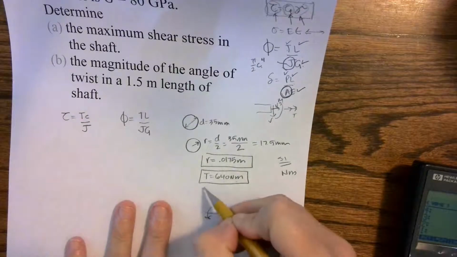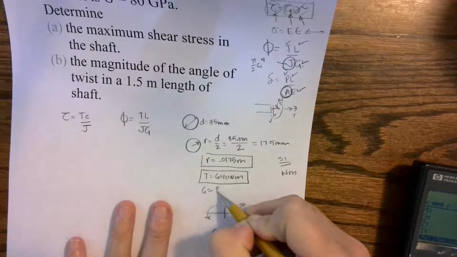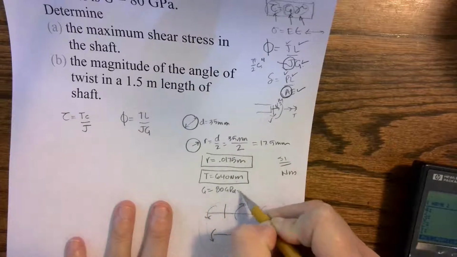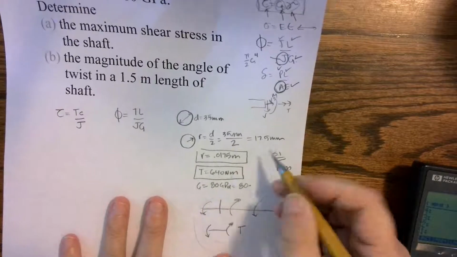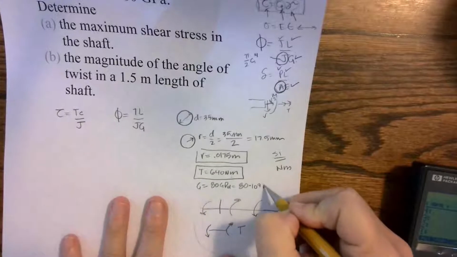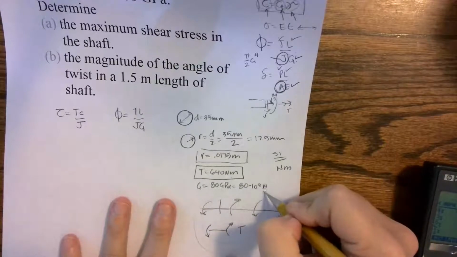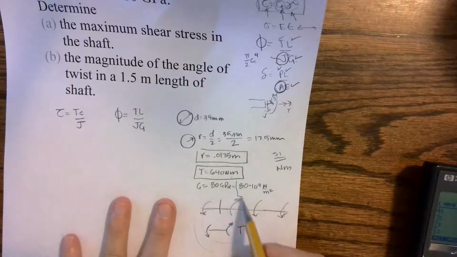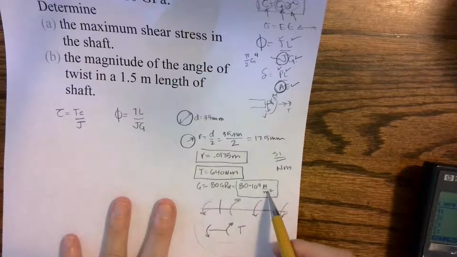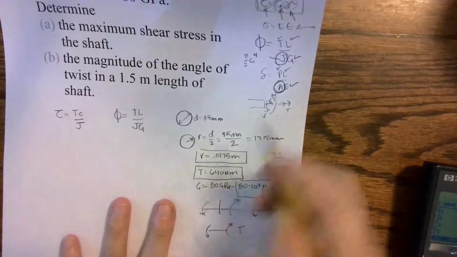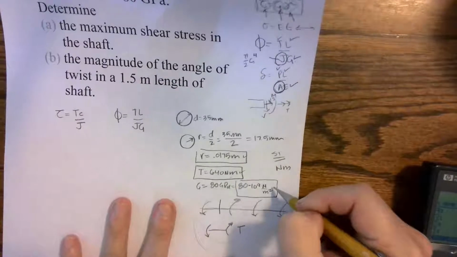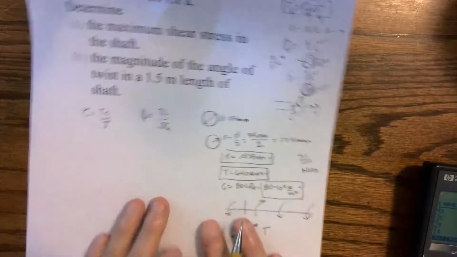Okay? And I have a shear modulus of 80 gigapascals. And again, I don't like to have anything but Newton meters, and I don't want to have to think. So it's 80 times 10 to the 9 Pascal, which a Pascal is a Newton per meter squared. So I can do a unit check really quick, and my units are all good to go.